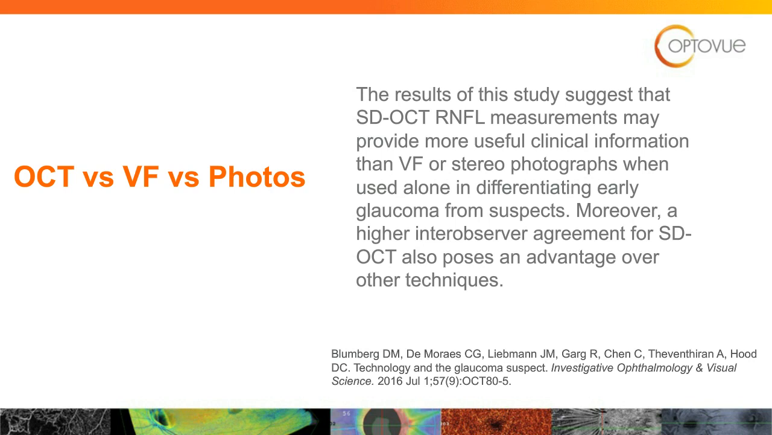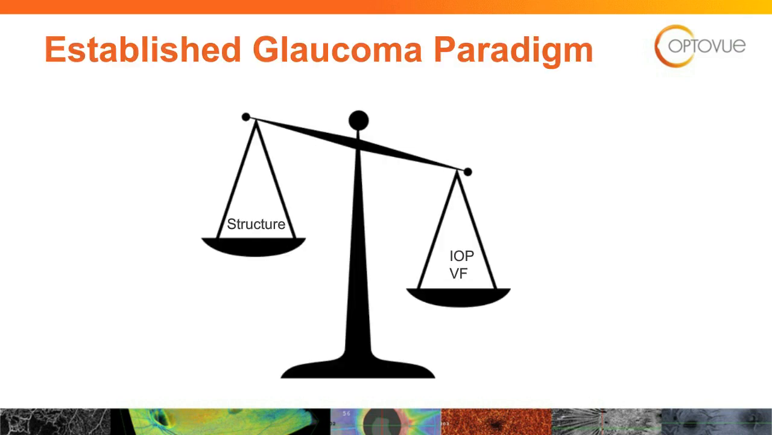For example, when I graduated in the 90s from optometry school, this was the established glaucoma paradigm, where structure was important, but maybe it was a little more important about intraocular pressure and visual fields. Not to say that structure was not important. Certainly, optic nerve head assessment was important, but when you're talking about progression, structure was comparing optic nerve head photographs, and we know there are a lot of limitations. So intraocular pressure and visual field were really the main tools to manage glaucoma.